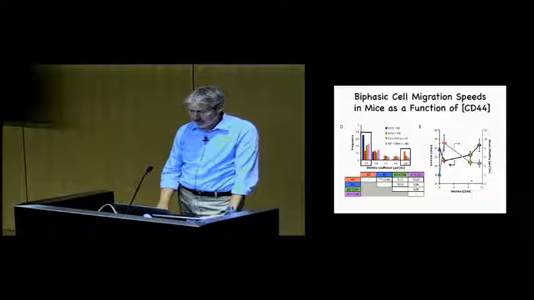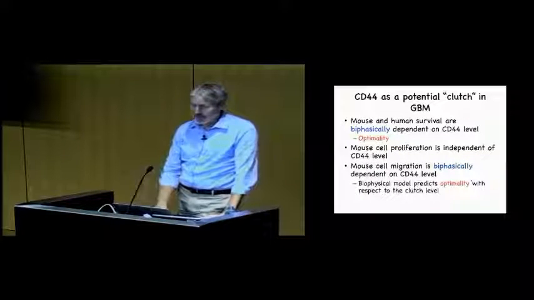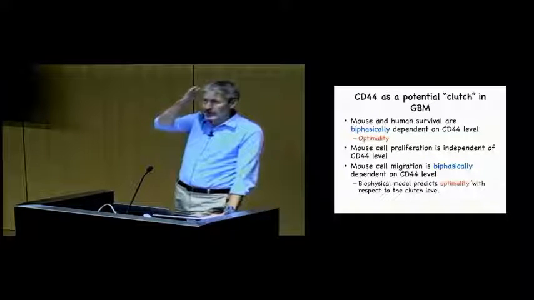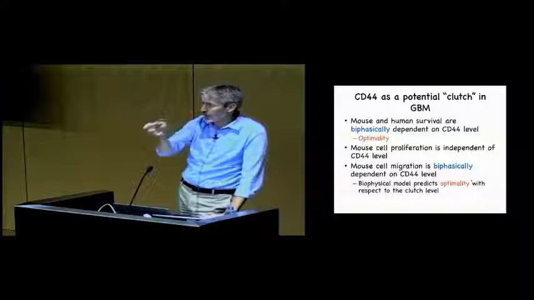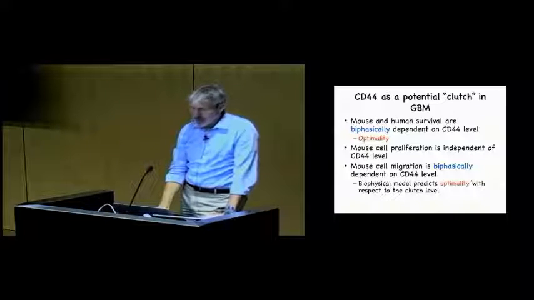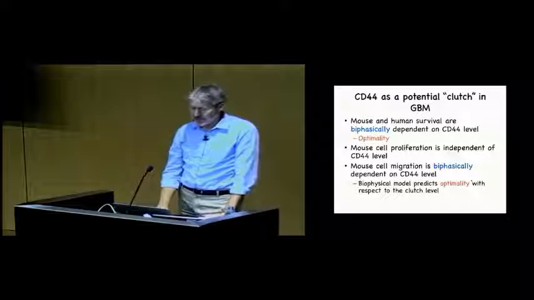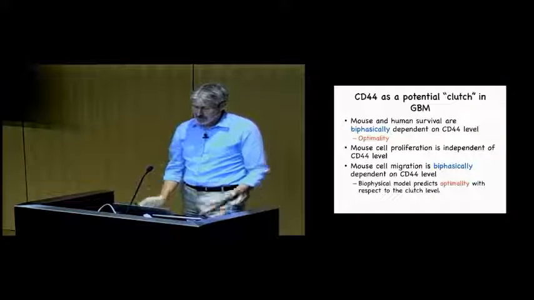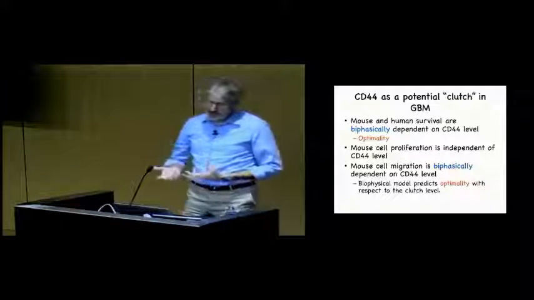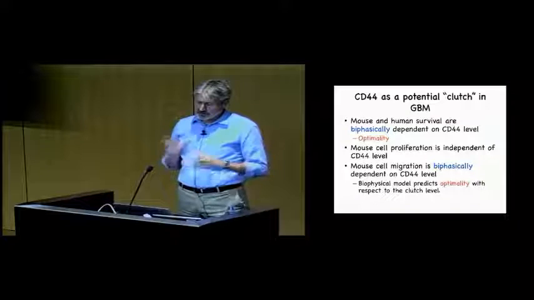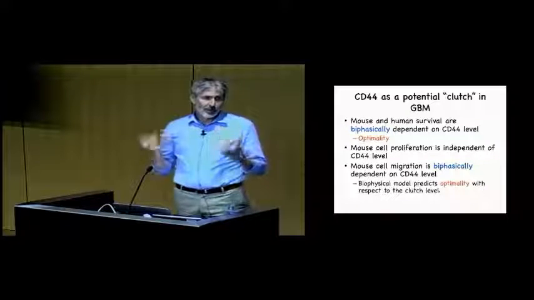Otherwise, they do well. So what we found in this study was that both mouse and human survival are biphasically dependent on CD44 levels. If you're at the intermediate CD44, that's the worst case scenario. And it was not really dependent on proliferation, but it was biphasically dependent on, or correlated with at least, migration. And the biophysical model predicted that. So this highlights again, I think, that the optimality of the system, in this case with respect to CD44 level, is predictive and independent of the biophysics, just from a biomarker point of view.